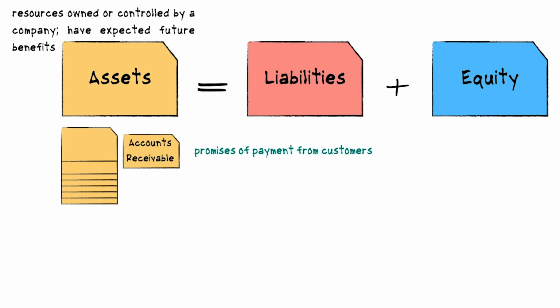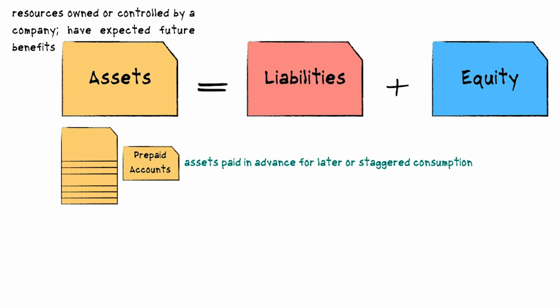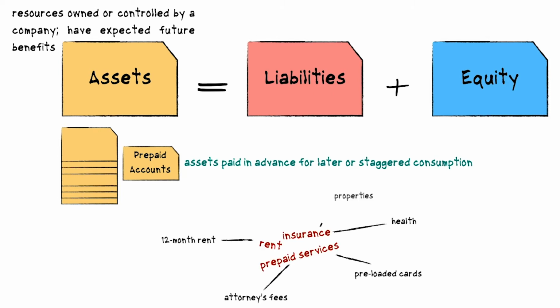Accounts receivable are promises of payment from customers. A notes receivable or promissory note is a written promise of another entity to pay a specific sum of money on a specified future date. Prepaid accounts or prepaid expenses are assets from prepayments of expenses expected to be incurred at a later period. Common examples of prepaid accounts are prepaid insurance, prepaid rent, prepaid services. Prepaid accounts expire with the passage of time or through consumption.